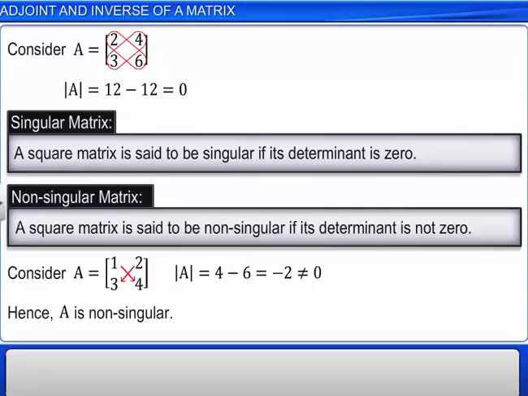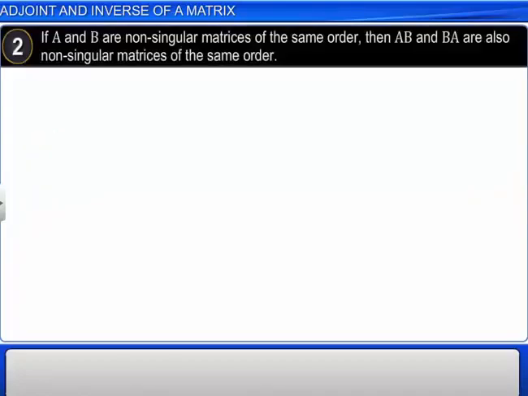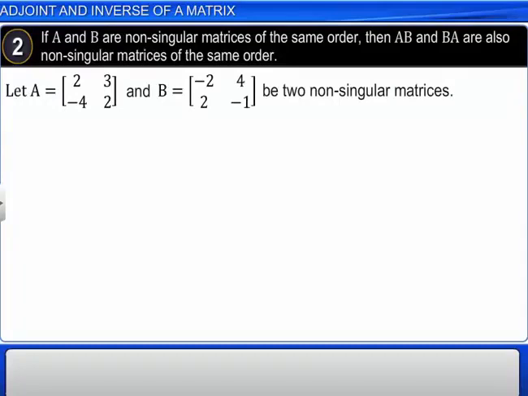Let's now learn a theorem which says that if A and B are non-singular matrices of the same order, then AB and BA are also non-singular matrices of the same order. To prove this result, let us consider two non-singular matrices A and B of order 2 by 2 as shown.